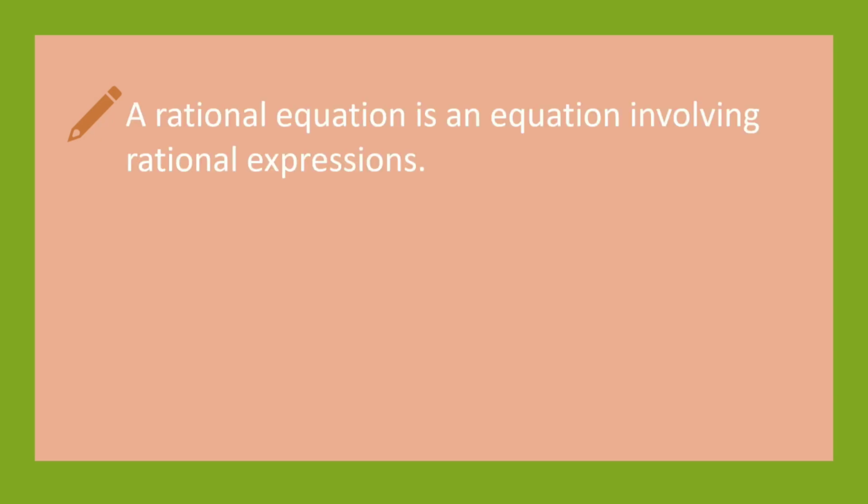Now let us define rational equation, inequality, and functions. First, what is a rational equation? A rational equation is an equation involving rational expressions. For example, 5 over x plus 8 over 3x is equal to 1 over 6. Take note that the word equation means equal. So, this symbol here is your clue.